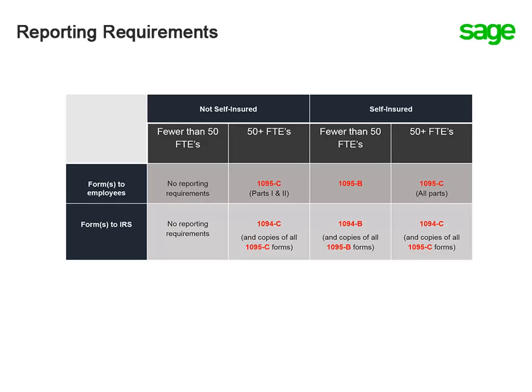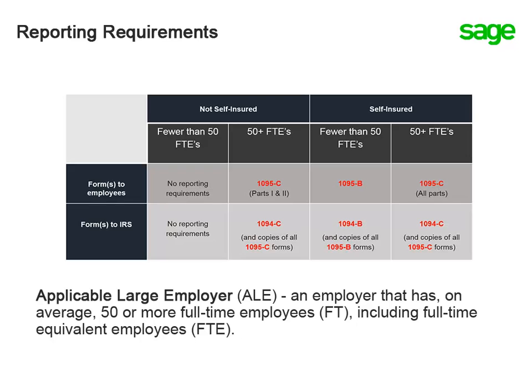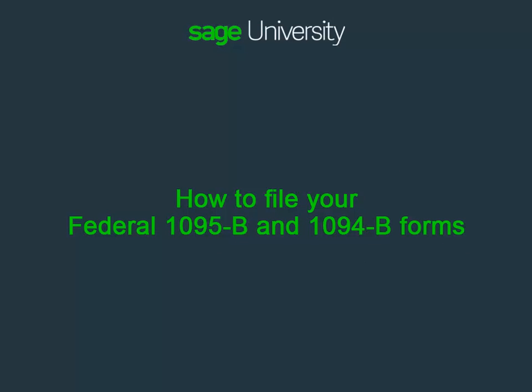This chart provides, at a glance, the Affordable Care Act forms and information that must be provided to employees and the IRS at the end of the year. In this lesson, we will walk through the process of preparing and submitting the 1095B and 1094B forms, which is required if your business offers a self-insured health care plan to employees, and you're not an applicable large employer, or one that has fewer than 50 full-time or full-time equivalent employees. Let's go ahead and get started.